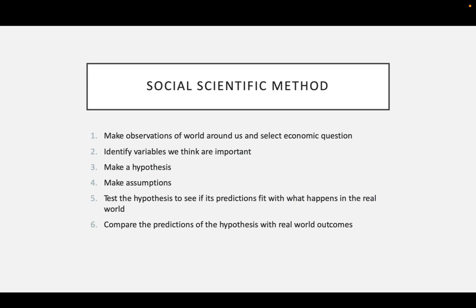Economics does follow the scientific method, the social scientific method. It does try to be more quantifiable. So in economics, they do make observations of the world around them. They select an economic question. They identify variables and use constants. They make hypotheses. They make assumptions. They try to test the hypothesis. And in econometrics, they use advanced mathematical formulas from calculus and statistics. After they have their data, they compare their predictions of the hypothesis with real world outcomes.